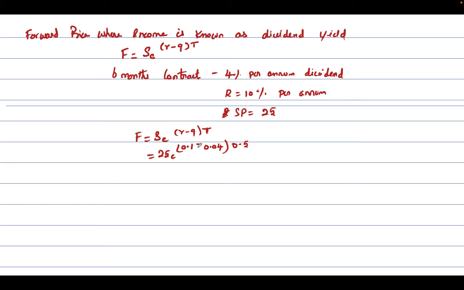So 0.1 minus 0.04, you get 0.06. So 25 to the exponent 0.06 into 0.5. You'll get the answer of 25.75. The forward price will be 25.75.